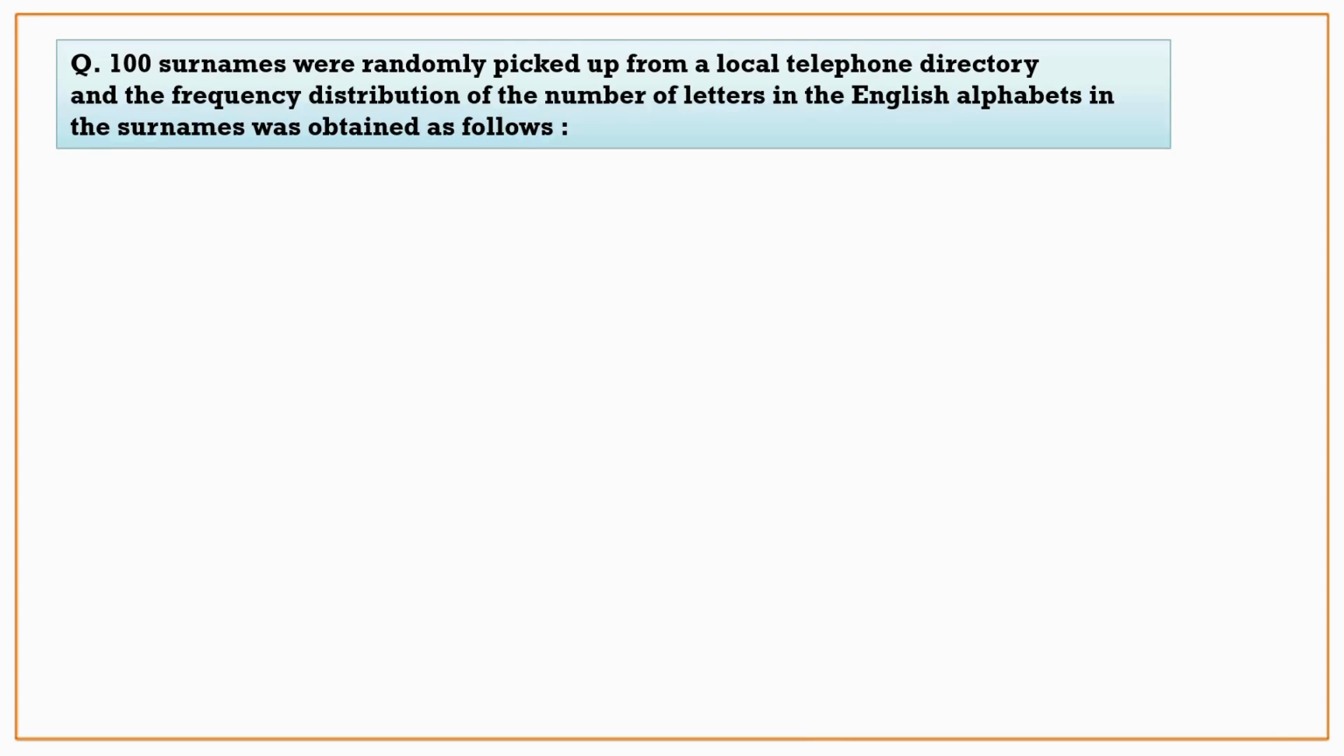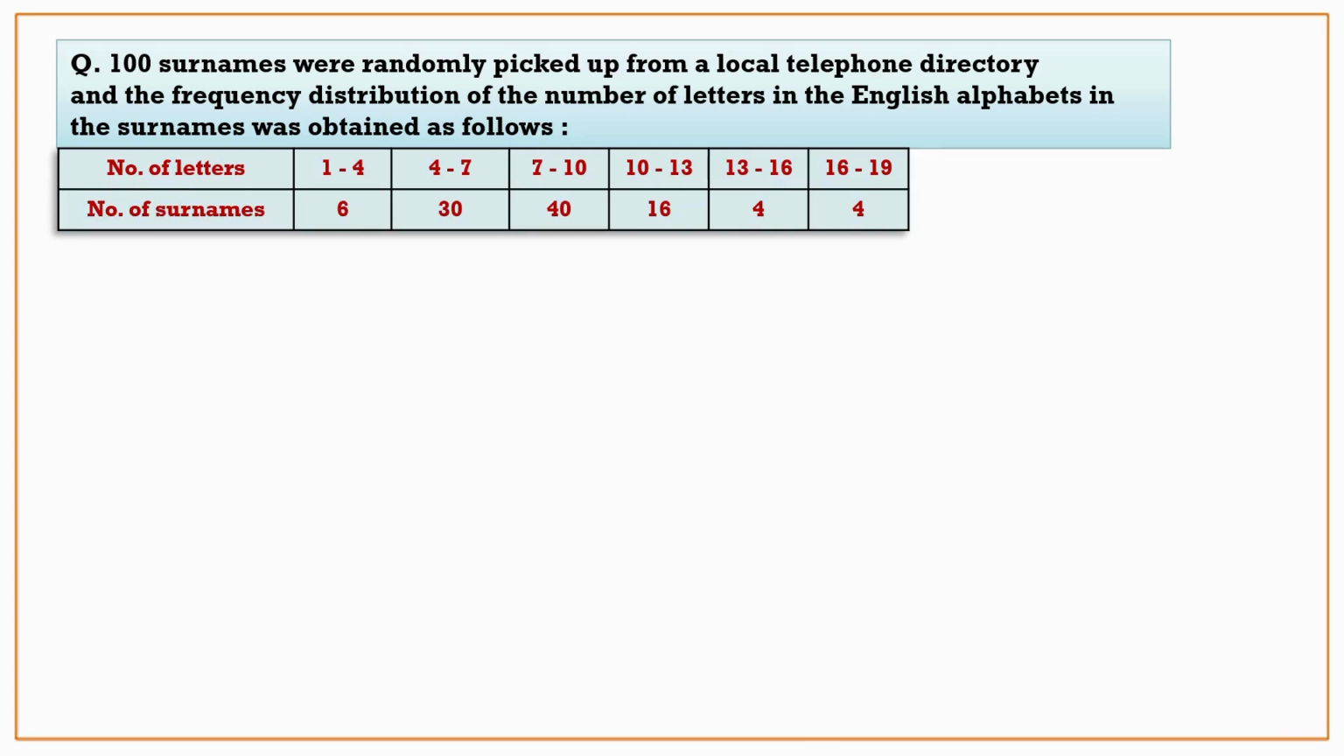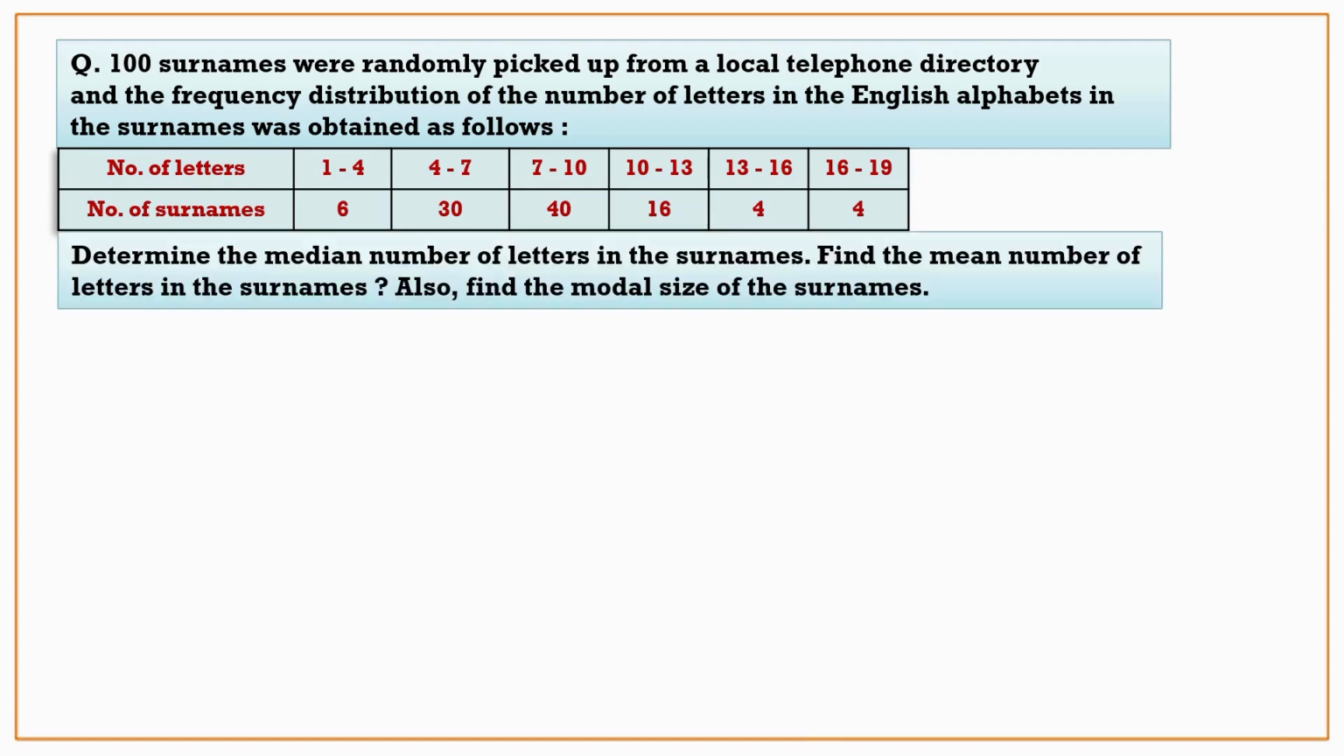Okay, let's see the next problem. 100 surnames were randomly picked up from a local telephone directory, and the frequency distribution of the number of letters in the English alphabets in the surnames was obtained as follows. The number of letters is given as the class interval, and the number of surnames is the frequency. Determine the median number of letters in the surnames, find the mean number of letters in the surnames, and also find the modal size of the surname. So again we need to find the mean, median and mode.